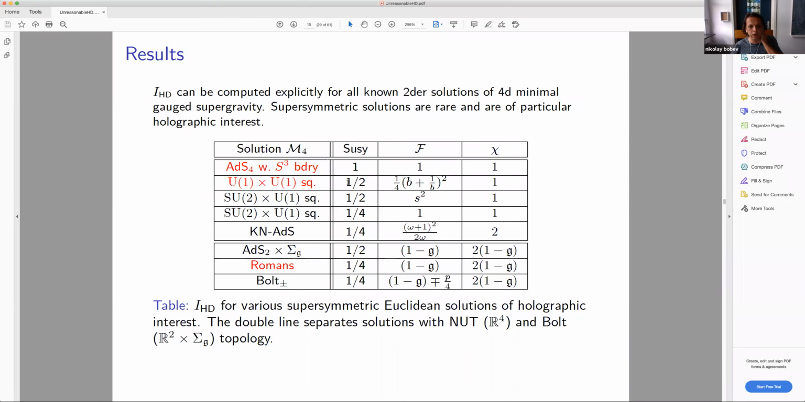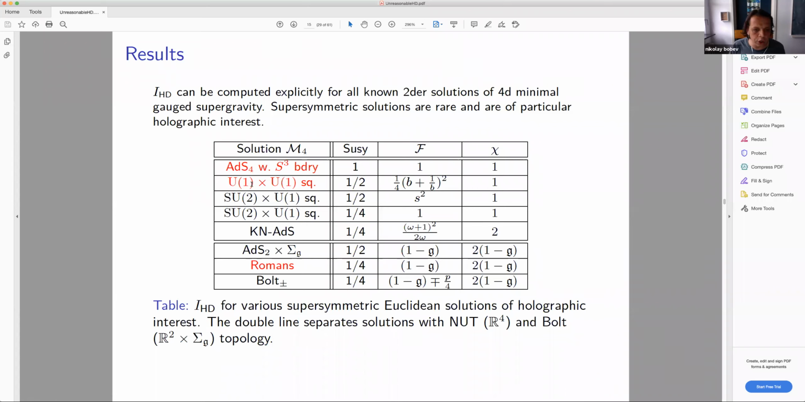Okay, the solutions come in two categories. The first category is what people call a nut. This essentially means, so you have a Killing spinor out of which you can construct a canonical Killing vector. And as you go from the boundary of AdS into the bulk, the Killing vector may have fixed points. And if the fixed locus is a point, this is called a nut. So the topology then is R4 near that fixed locus. And if the fixed locus is a two manifold, it's called a bolt. And then locally, the topology is this here. So the first five lines are nuts and the three lines are bolts.